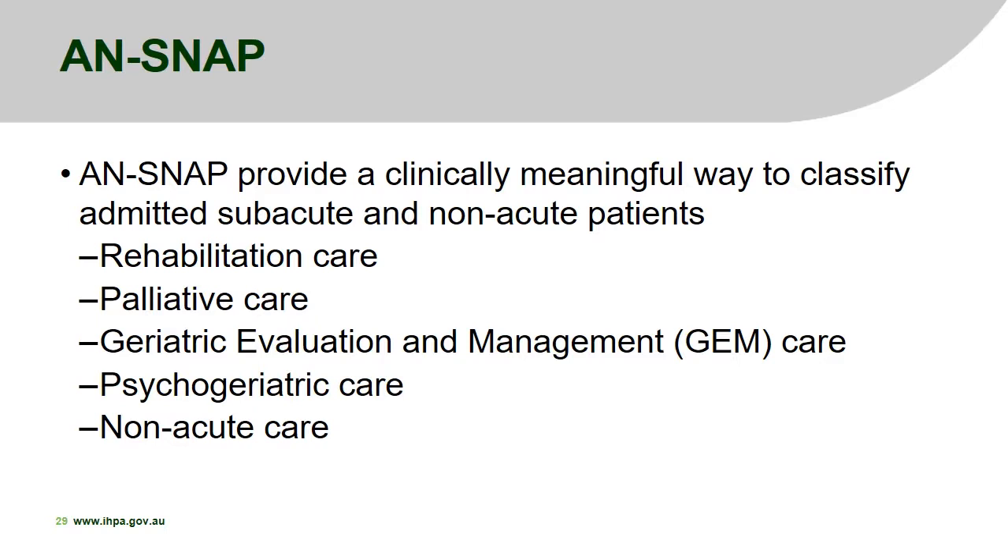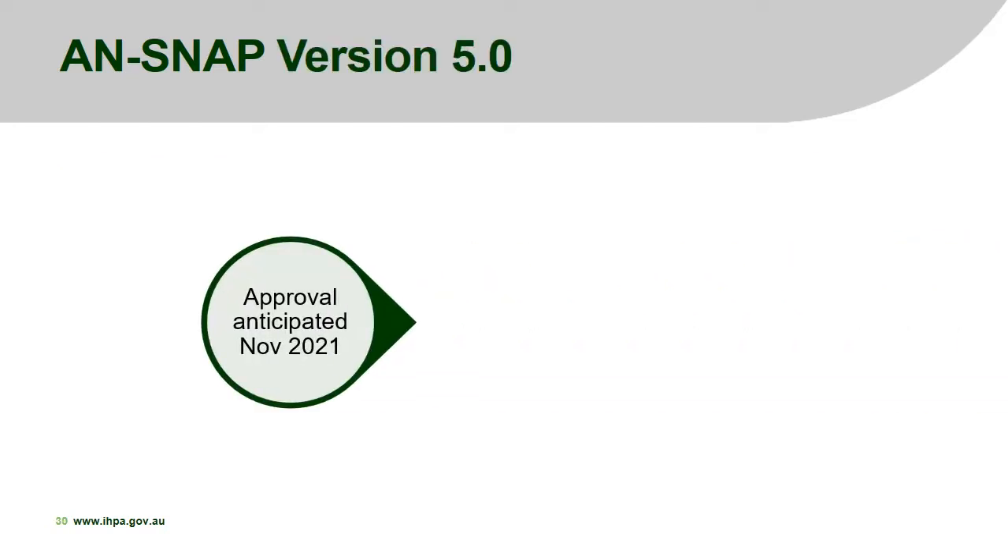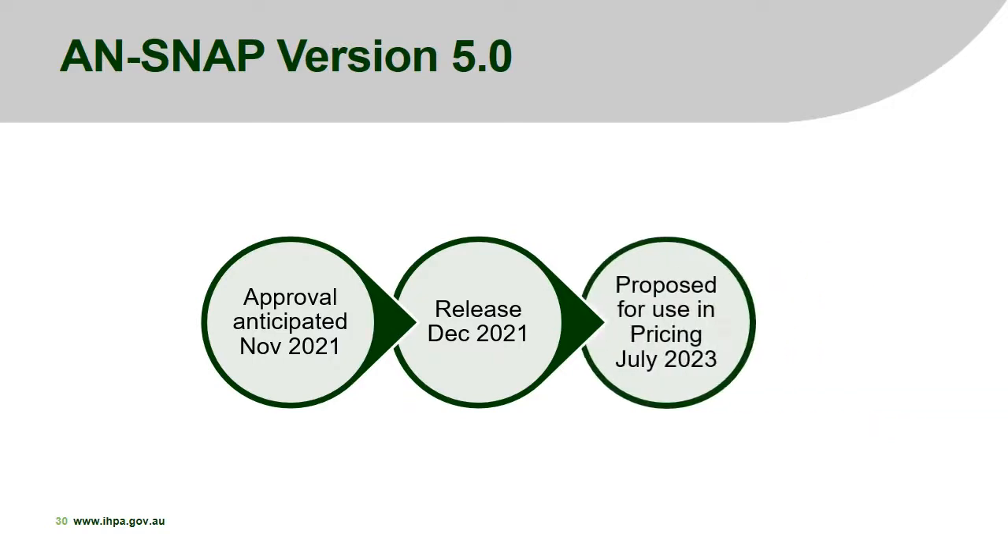The most recent version, version 4, was released in May 2015 and has been used for pricing admitted subacute and non-acute care since 1 July 2016. ANSNAP version 5 is currently under development and approaching finalisation. It is anticipated that it will be approved by the Pricing Authority in November of 2021 and released shortly thereafter. It is proposed to be used for pricing from 1 July 2023.